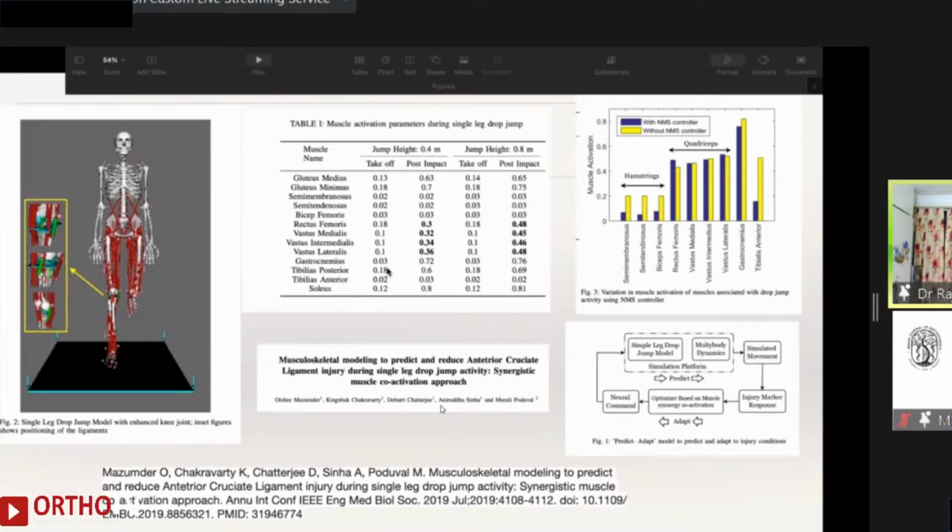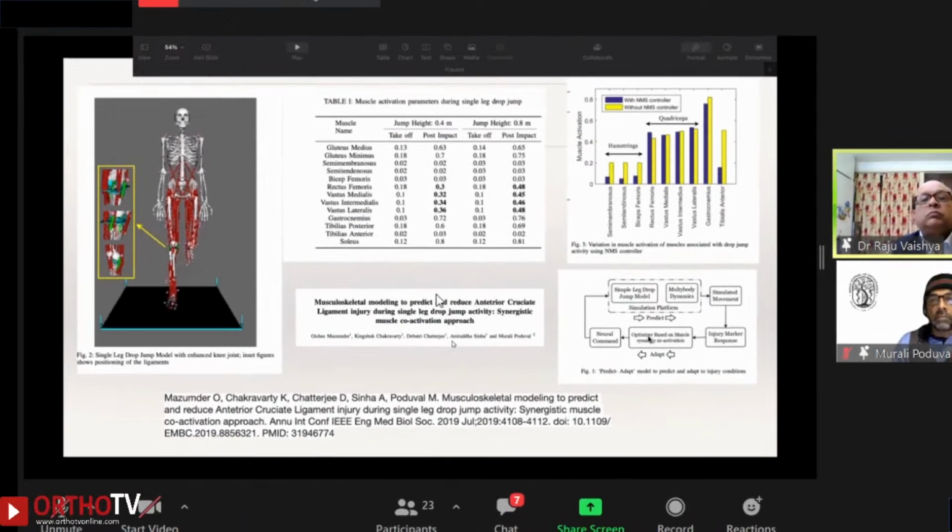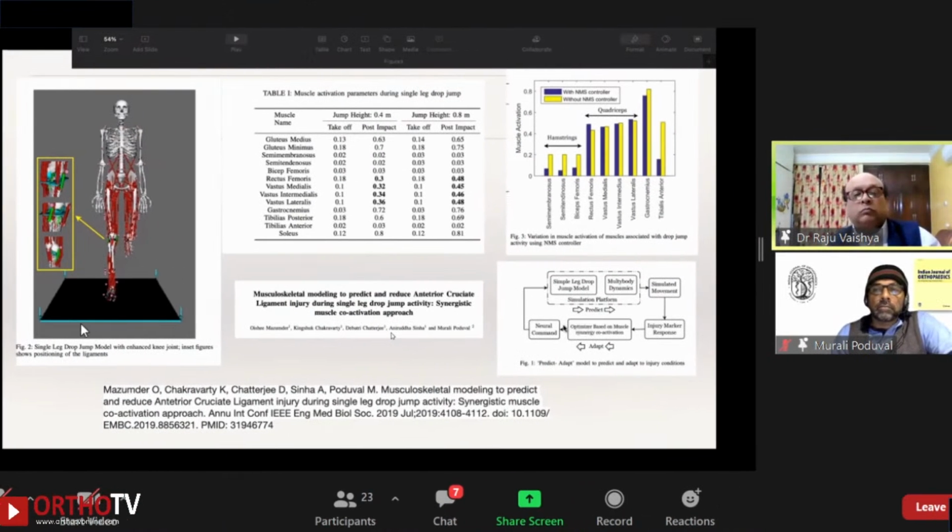Now, if you look at the table, it describes individual muscles. It shows the activation parameters very clearly. Again, complementary to the main text. A bar chart shows variation in muscle activation. So you can understand, if you look at the name of the muscle as well as the height of the bar chart, the extent of activation that has occurred using the drop jump activity. And again, a flow chart at the bottom, which shows the predict adapt model to predict and adapt to injury conditions. So a variety of illustrations have been used over here, and these all complement the main text and add to the value of the main text.